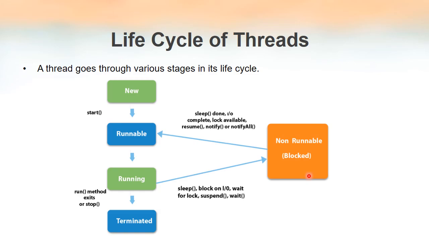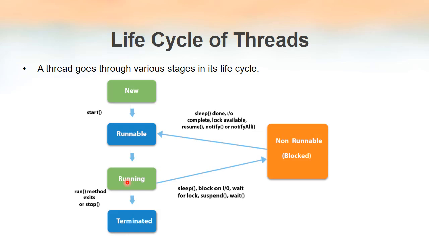Once the time that we have specified to sleep is over, or once the thread gets the input for which it was waiting, or once it gets the resources required for it to complete the work, the thread will be moved back from the non-runnable or blocked state to the runnable state, not to the running state. So now the thread is again runnable, that is, ready to run. Then again the CPU's scheduler will select the thread, and it will start working again.